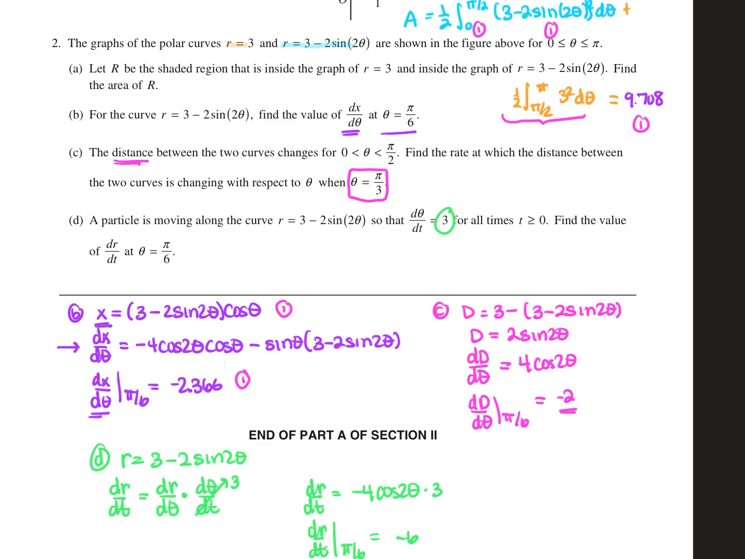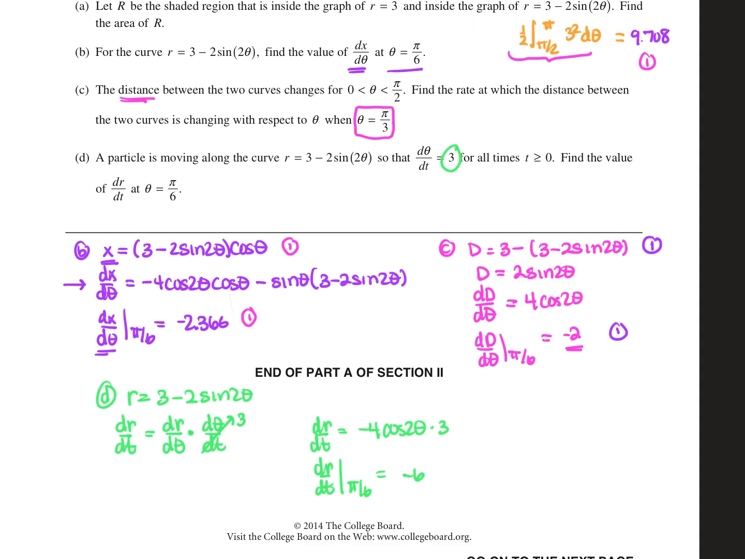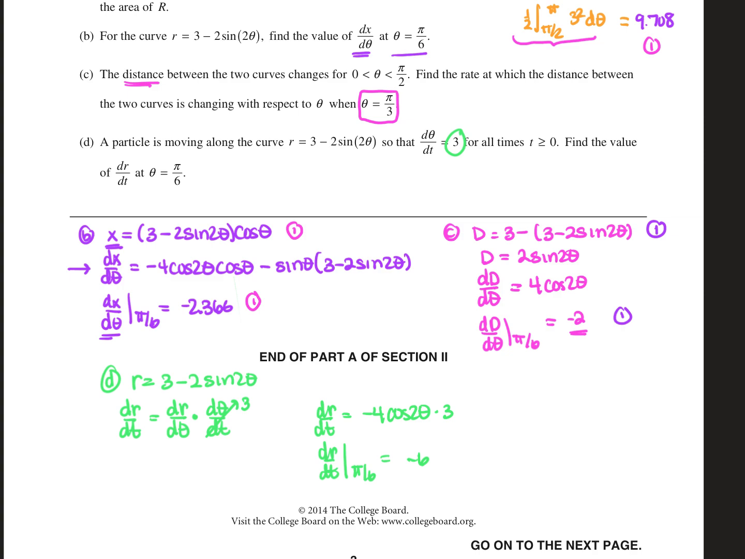For C, the first point comes from the equation for distance, and then taking the derivative and evaluating it. And then the last one, you get 1 point for noticing that you had to do dr d theta multiplied by d theta dt, and then 1 point for the answer. This one did not ask us to interpret any of those values, but remember we can.